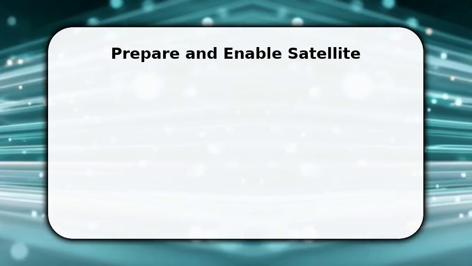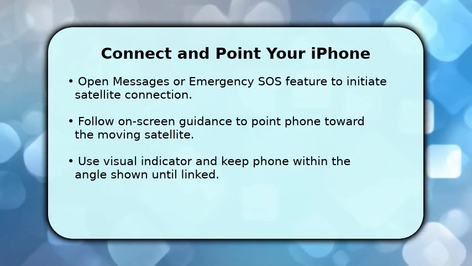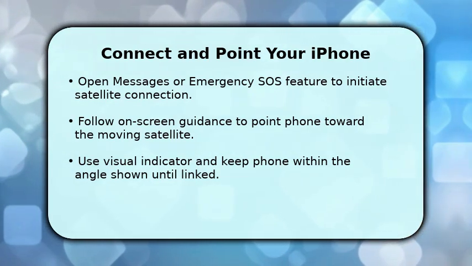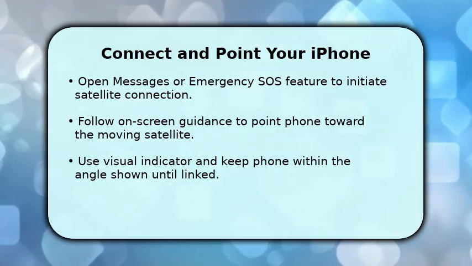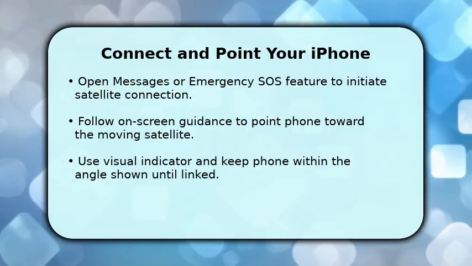You initiate connection by opening Messages or the SOS satellite option and choosing the satellite sending mode. The app will show a moving satellite icon and an angle indicator. Once shown, slowly rotate and tilt your iPhone to align the indicator with the satellite path.